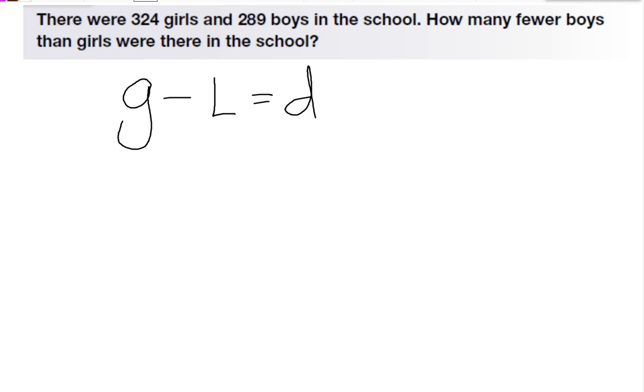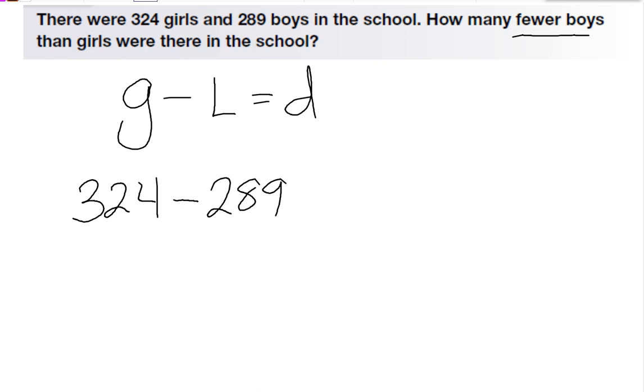So here I have, there were 324 girls and 289 boys in the school. How many fewer boys than girls were there at the school? So I'm going to use this pattern. I'm going to take the bigger number, the greater number, 324, and minus the lesser number, 289, to figure out the difference.